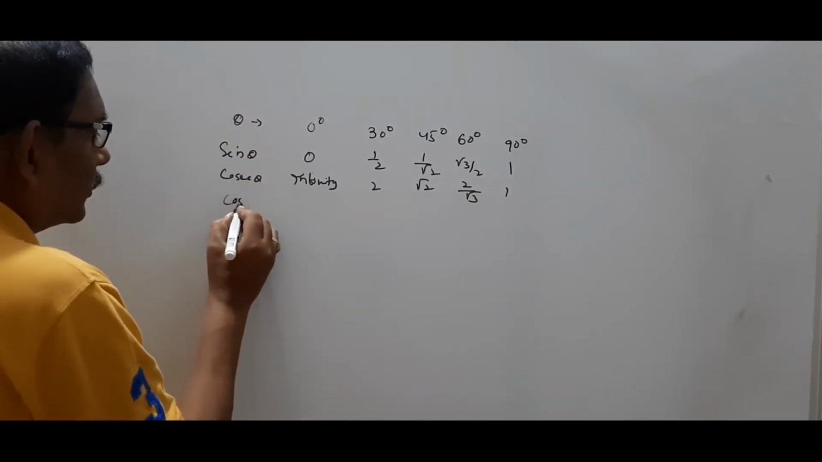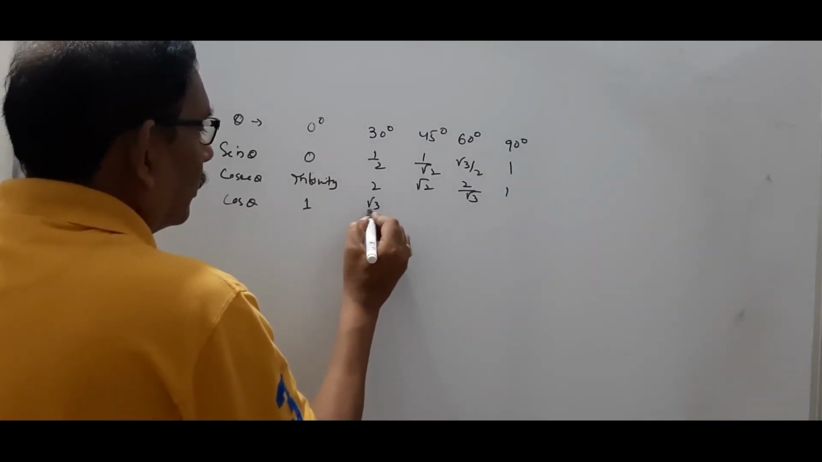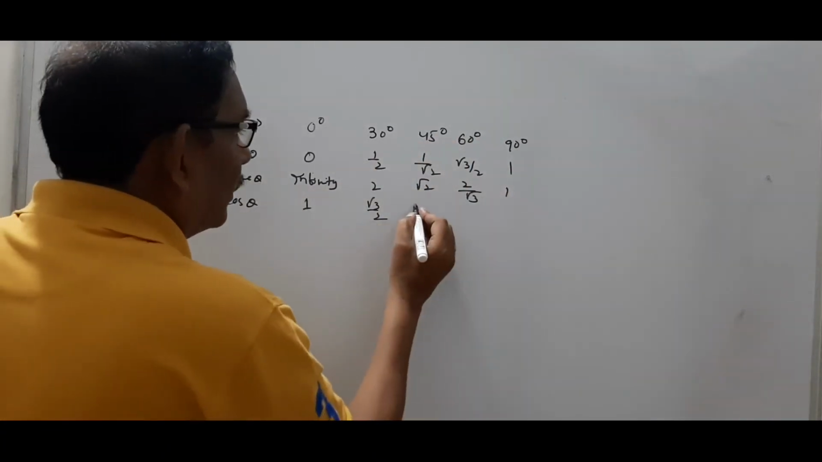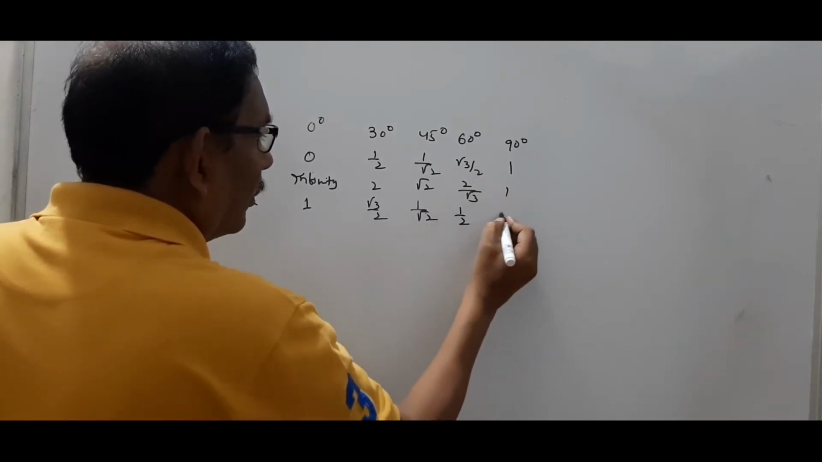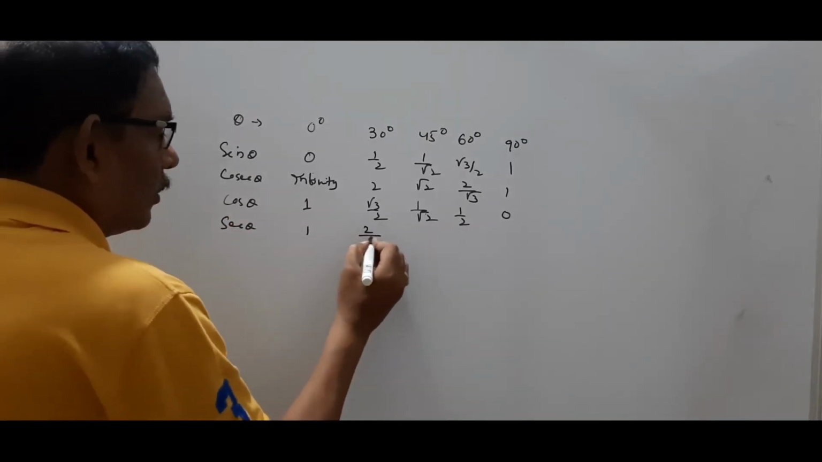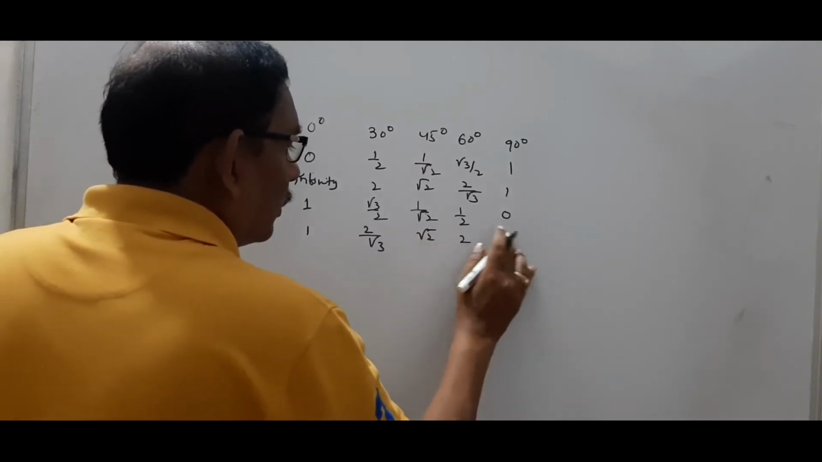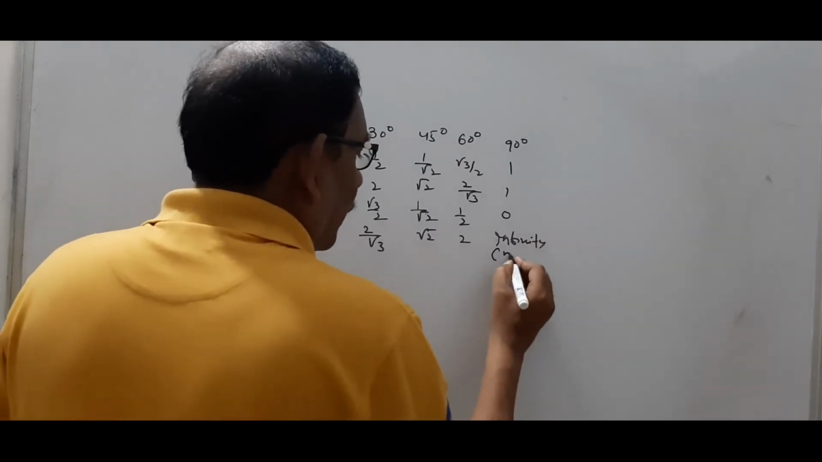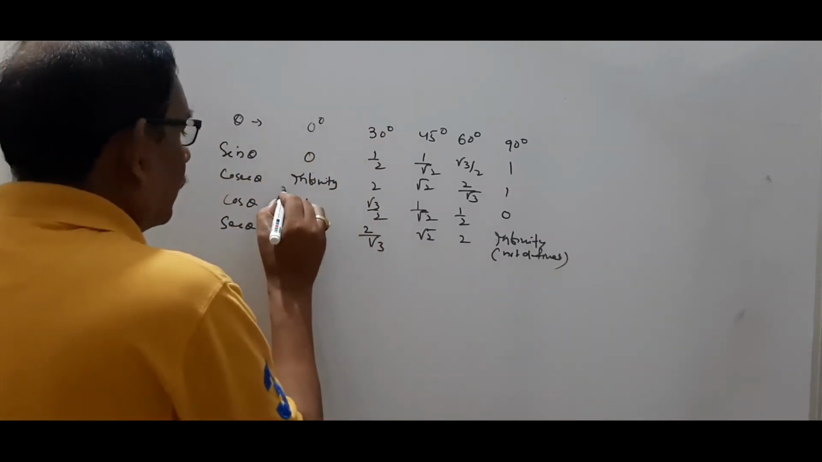Now cos theta. It is 1, root 3 by 2, 1 by root 2, half, 0. Sec theta: 1, 2 by root 3, root 2, 2, not defined.